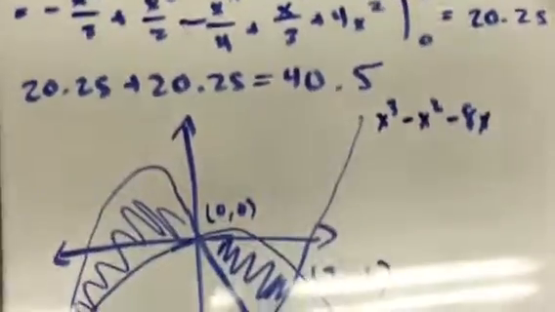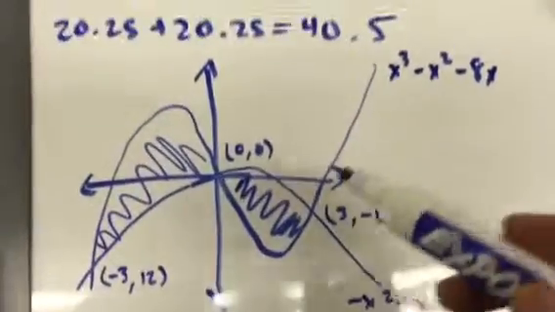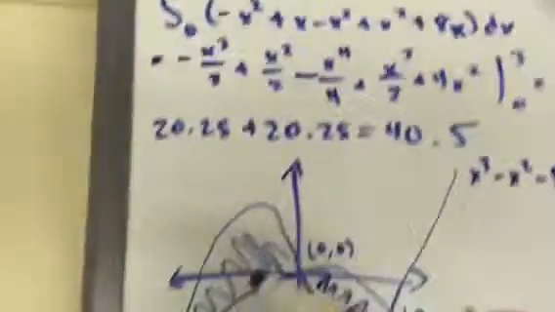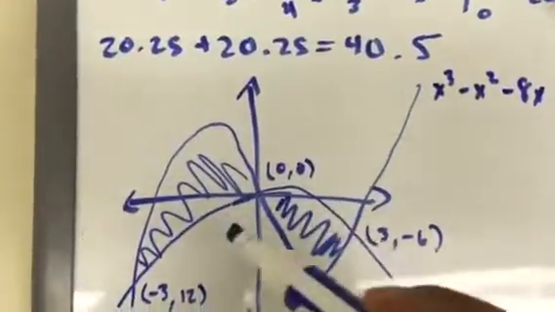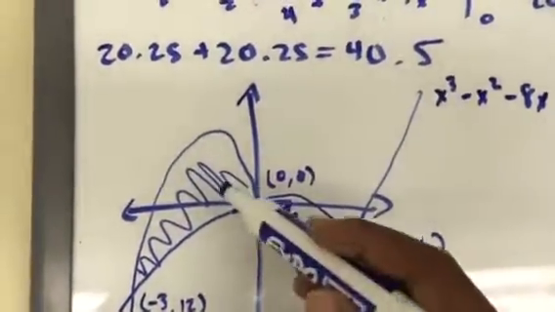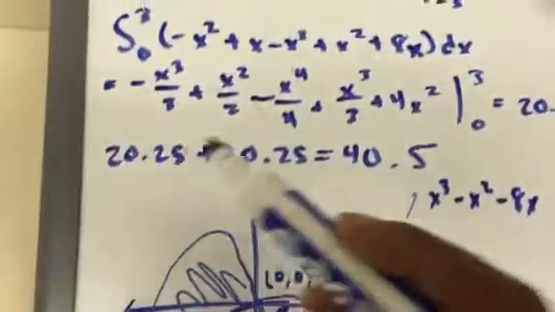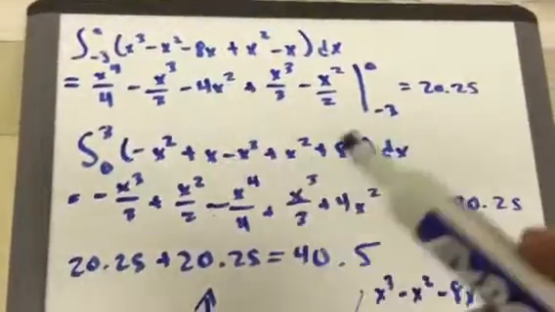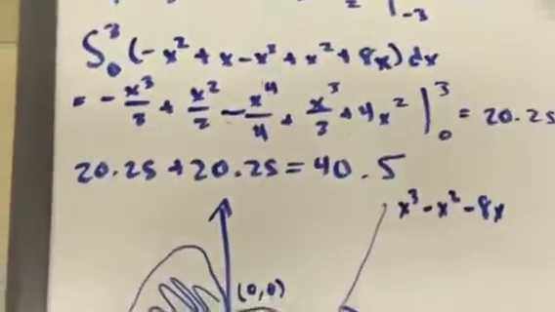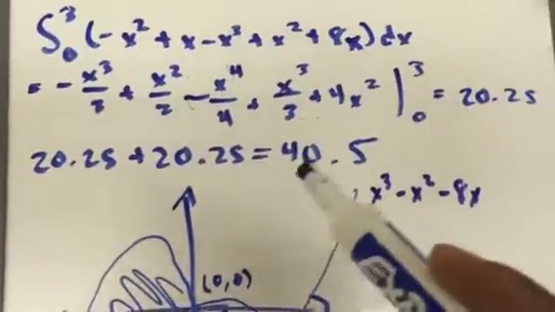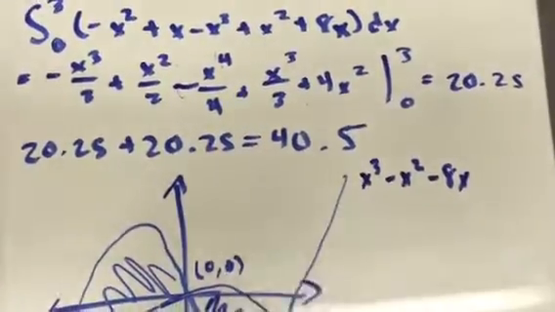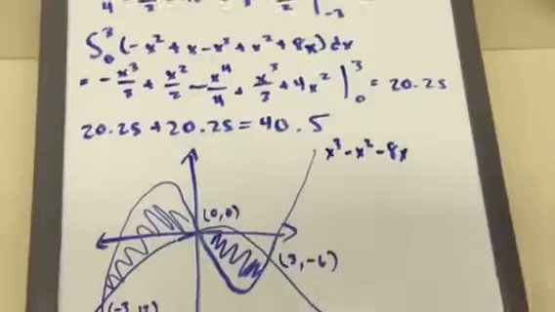And now, this is the area of the individual parts of this function. So to find the total area of these two, we have to add both of the areas of these individual bounded regions together. So we get 20.25 plus 20.25 equals 40.5. And that is how you solve the problem.